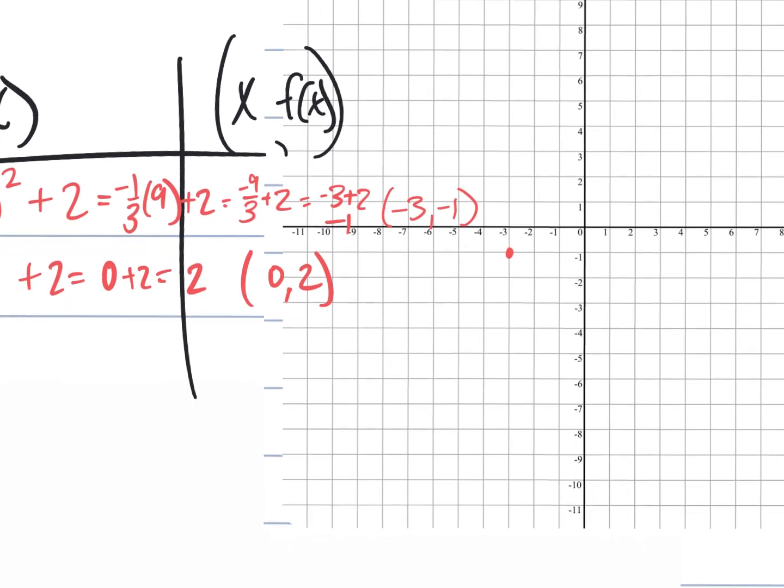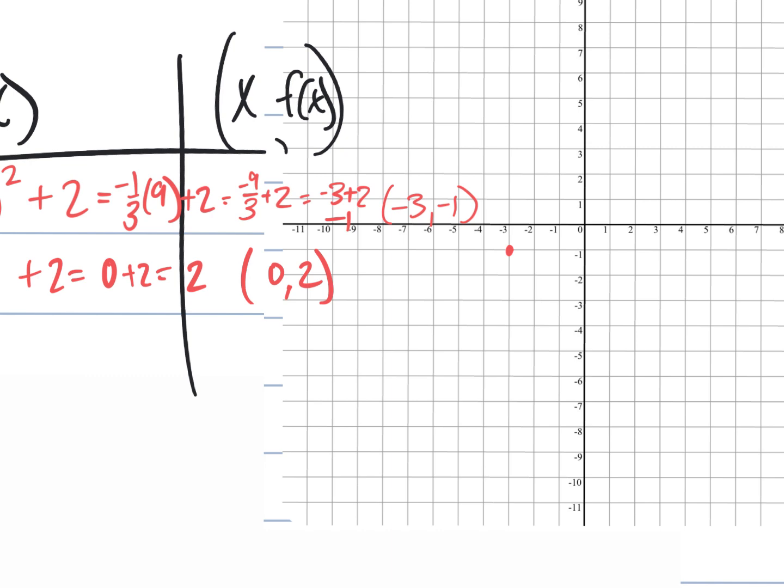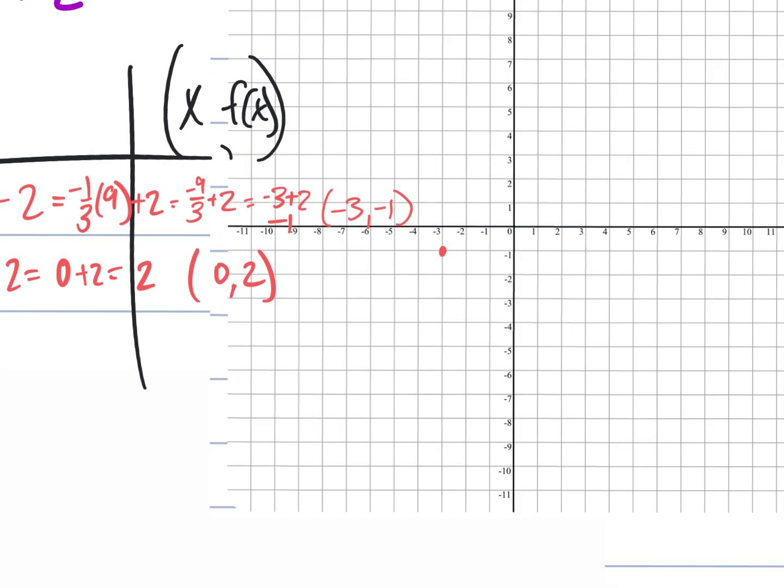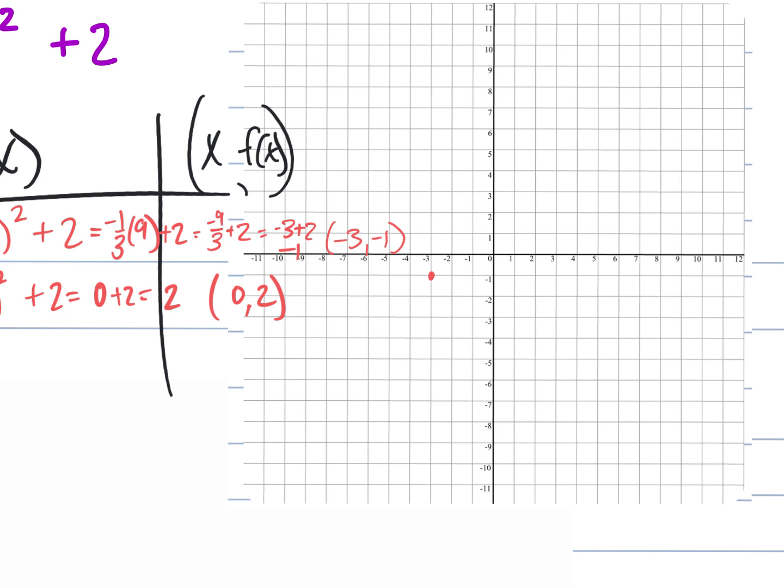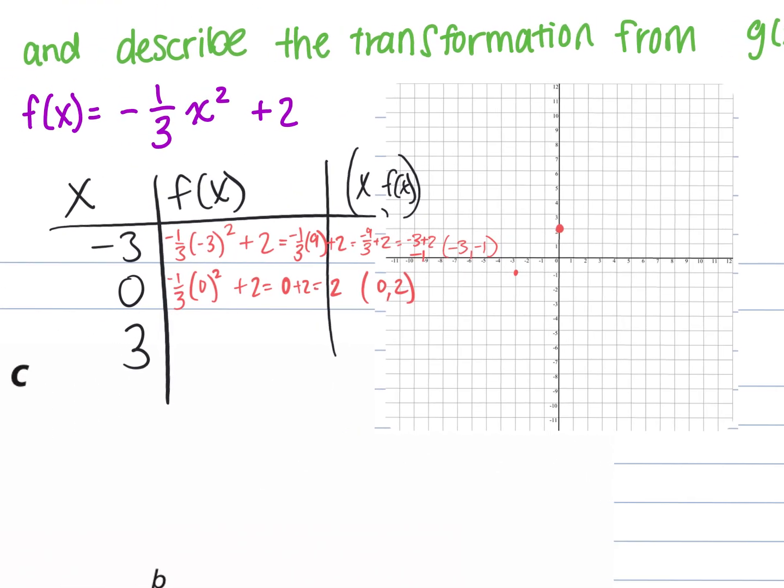Okay? Matthew, where's 0, comma 2? On the 2. On which axis? On the y-axis. Very good. On the 2, on the y-axis. And then let's plug in 3. David, can you do 3 for me, please?